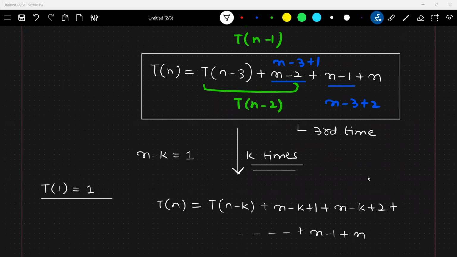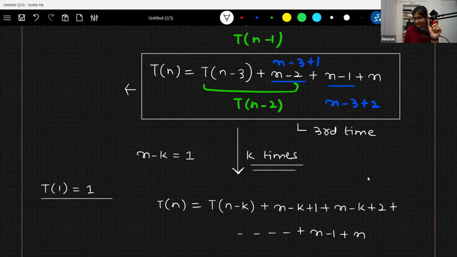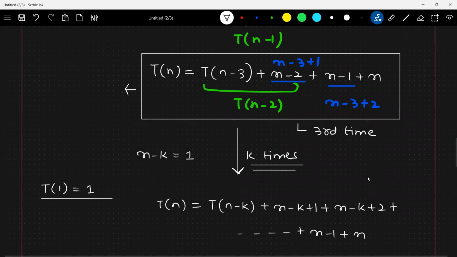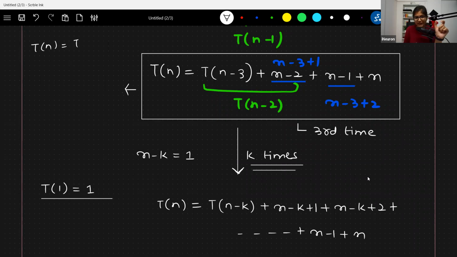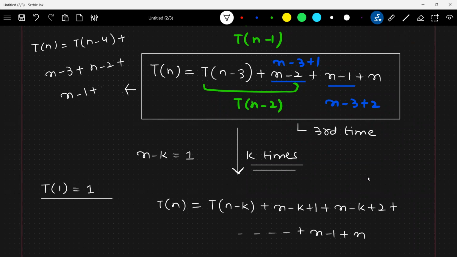In the end, it will come as n minus k. If T of n equals T of n minus 3 plus n minus 2 plus n minus 1 plus n, here, as you see above, the third time you wrote T of n minus 3, substitute it again. What will be the equation you get? When you substitute the value of T of n minus 3, you get T of n minus 4 plus n minus 3 plus n minus 2 plus n minus 1 plus n.